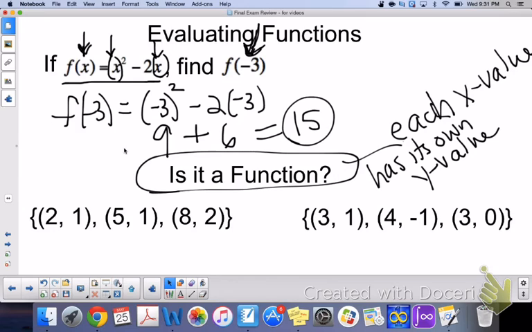So what I mean for that, for this first one, we have an x value of 2, an x value of 5, an x value of 8. That x doesn't repeat, so yes, that is a function.